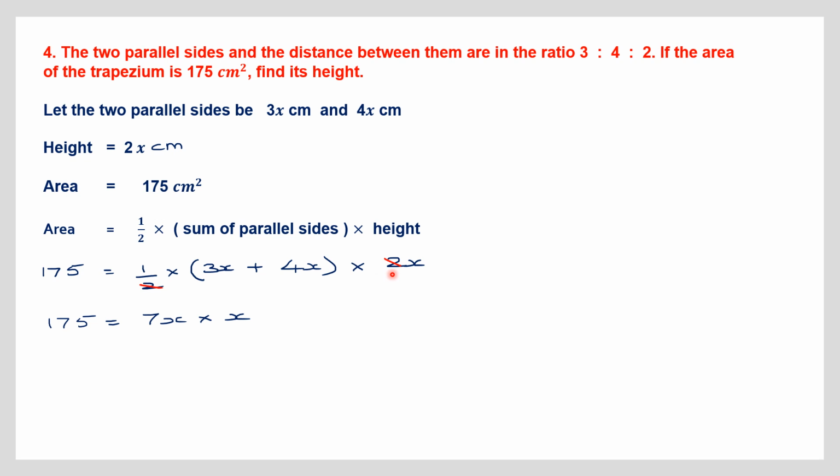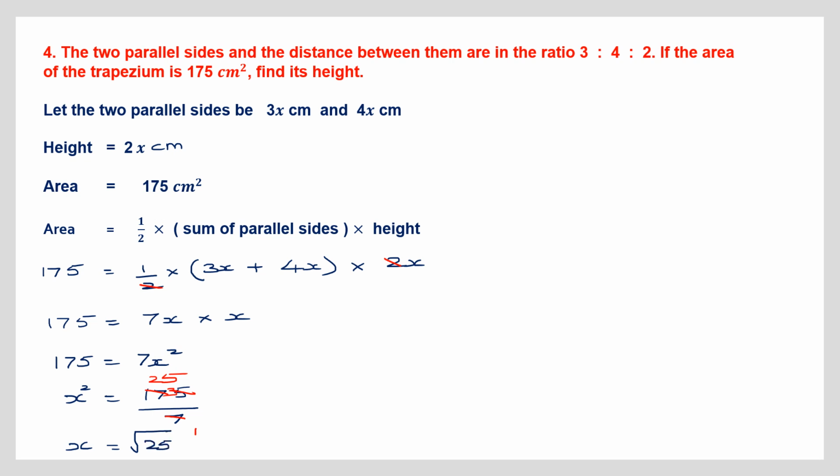Remember, here we've only cancelled the number. X is still there, so that x I've written it here. So now this will be 175 is equal to 7x square. Now we are going to find the value of only x square. So x square will be equal to 175 divided by 7. So let's cancel. 7 ones are 7. 7 twos are 14. Now there is 3 left, so 35. 7 fives are 35. So if x square is 25, x will be the square root of 25.